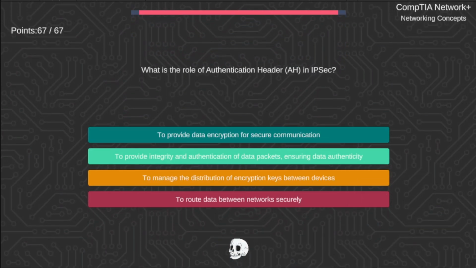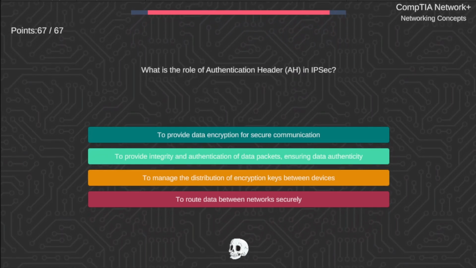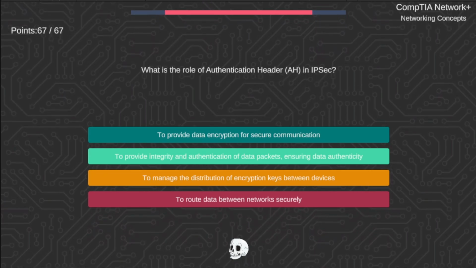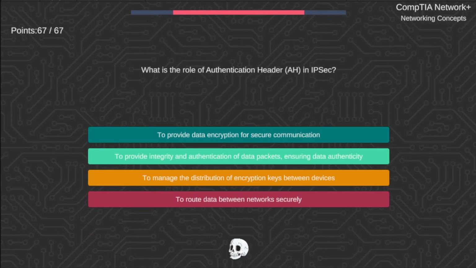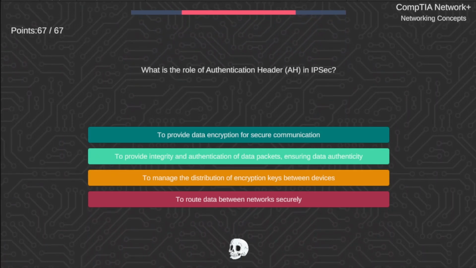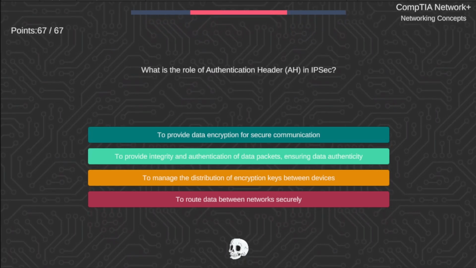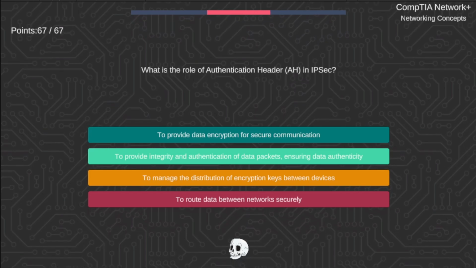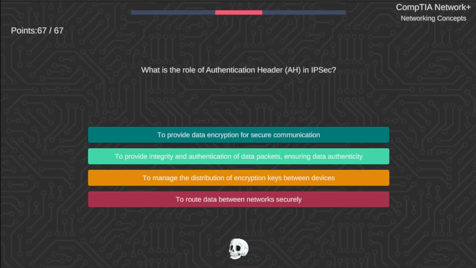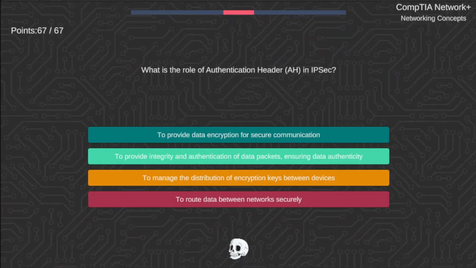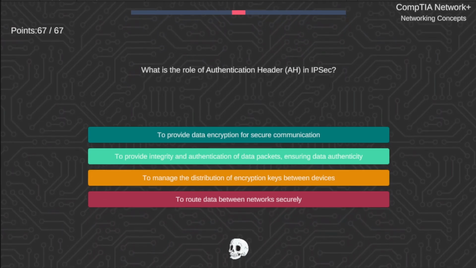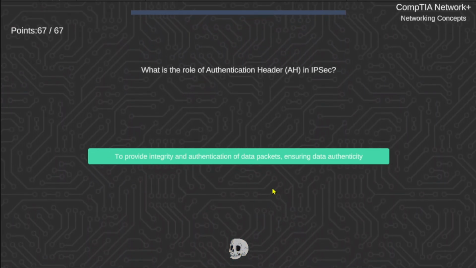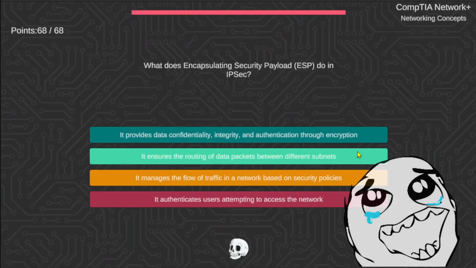What is the role of Authentication Header, AH, in IPsec? To provide data encryption for secure communication, to provide integrity and authentication of data packets, ensuring data authenticity, to manage the distribution of encryption keys between devices, or to route data between networks securely? The role of the Authentication Header in IPsec. Correct answer is to provide integrity and authentication of data packets, ensuring data authenticity.